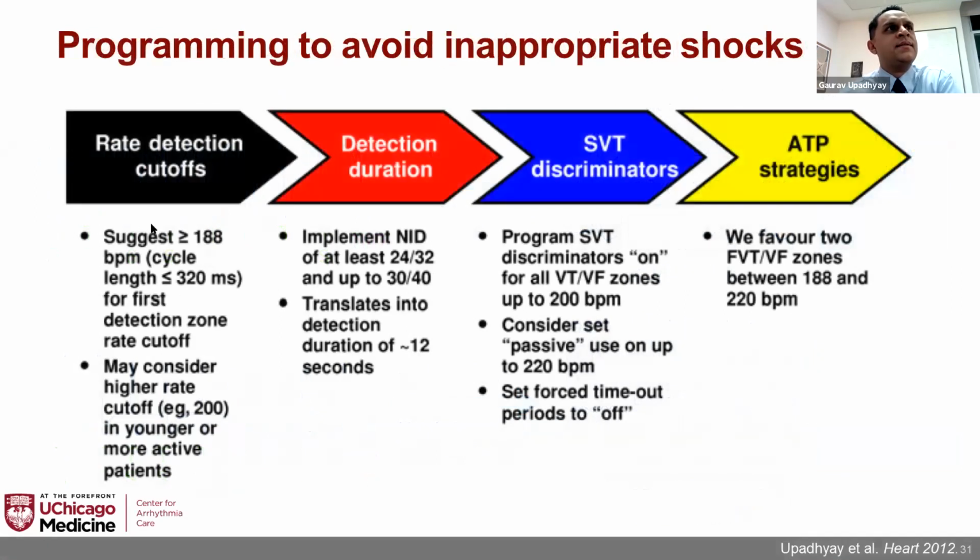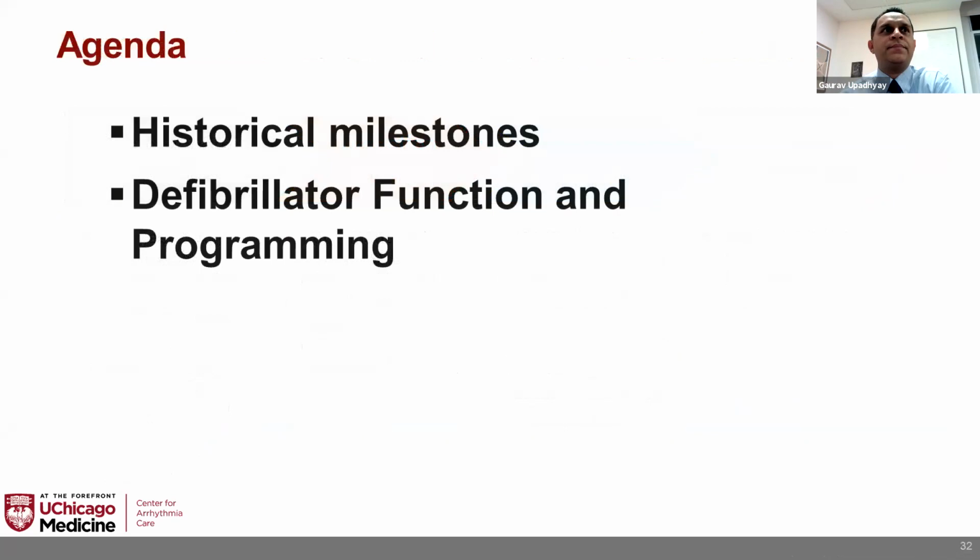Other programming techniques include using high rate detection cutoffs, like AFib with RVR, for example, might go up to 170 or 180, unlikely for AFib with RVR to be over 200. Detection duration to extend those to allow for the termination of avoidable arrhythmias, as well as forcing timeout periods to off, because AFib intervals can last a very long time. And then ATP should be delivered first on the off chance of actually terminating a ventricular arrhythmia and avoiding the shock. So let's do some stored events.